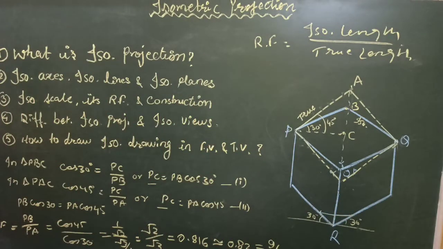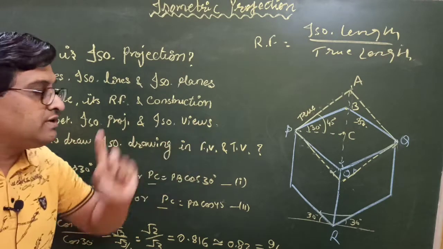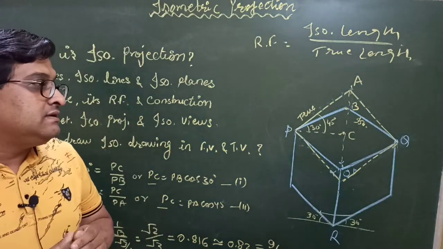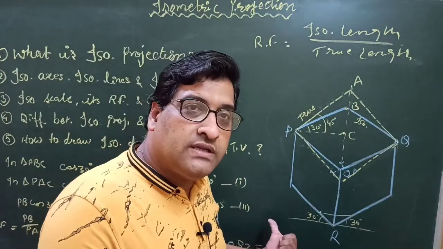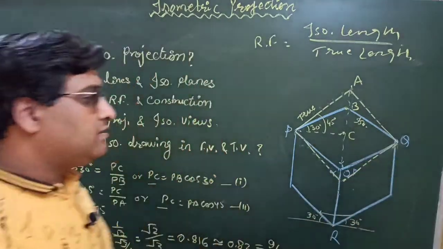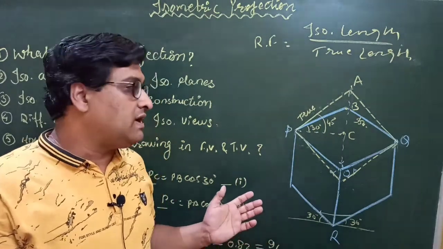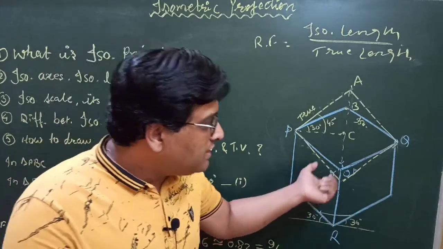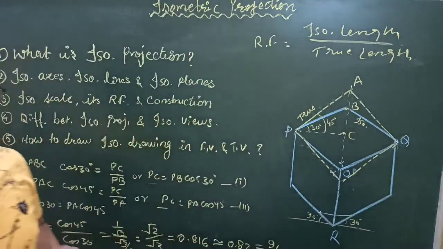So this is about the isometric scale. Now let me give you the difference between isometric projection and isometric views. For the ease of simplicity, rather than reducing the dimensions using the isometric scale, we take them directly and draw the diagram. Because of that, the diagram is a little bit bigger compared to the isometric projection, nearly 22.5% larger than the actual one, but the shape is exactly the same and you can directly take the dimensions from the diagram.